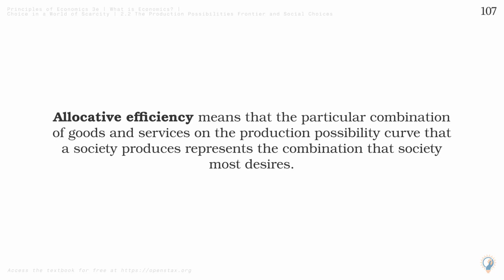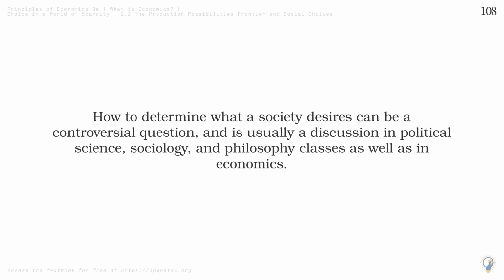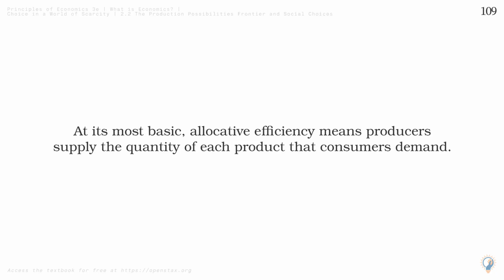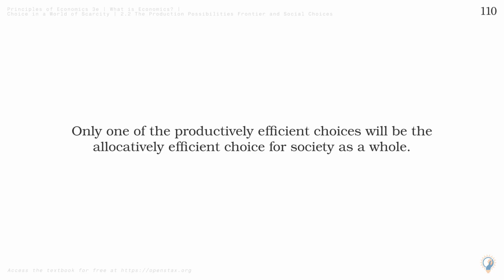Allocative efficiency means that the particular combination of goods and services on the production possibility curve that a society produces represents the combination that society most desires. How to determine what a society desires can be a controversial question, and is usually a discussion in political science, sociology, and philosophy classes, as well as in economics. At its most basic, allocative efficiency means producers supply the quantity of each product that consumers demand. Only one of the productively efficient choices will be the allocatively efficient choice for society as a whole.